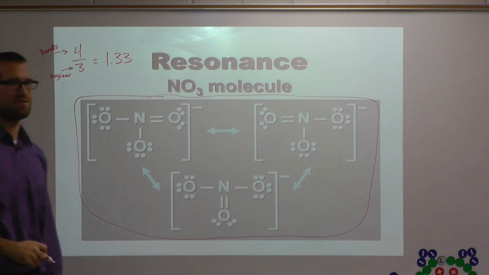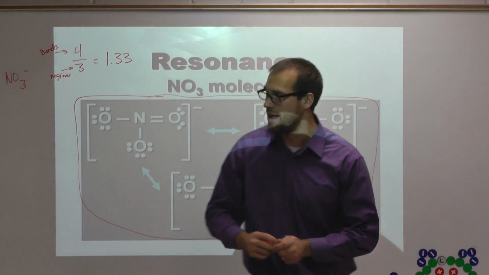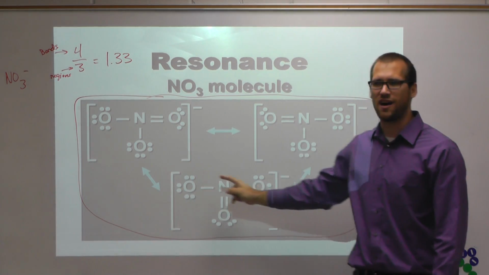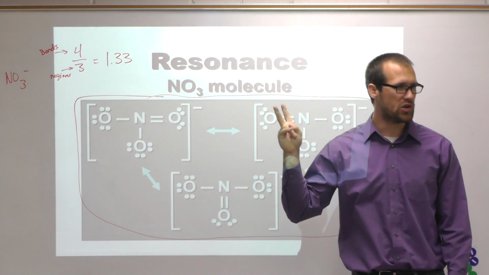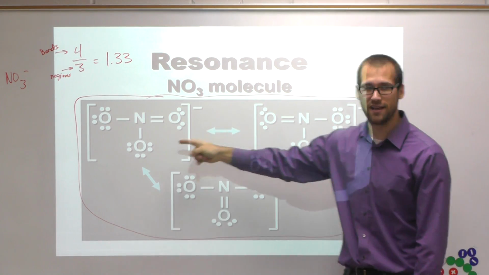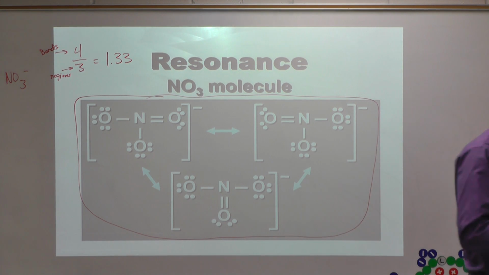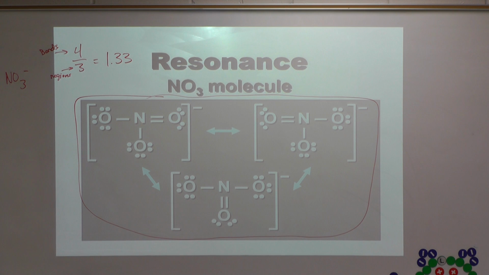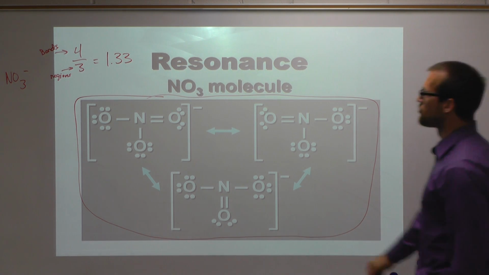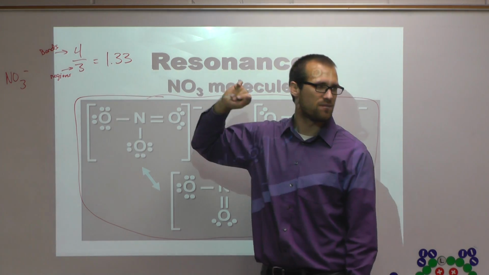So what's actually happening is, one, it's not 3 molecules oscillating back and forth. Two, it's none of these, actually. The molecule does not have a double with 2 single bonds. That's not correct either. What is actually correct is you have 1 molecule with 3 1.33 bonds.